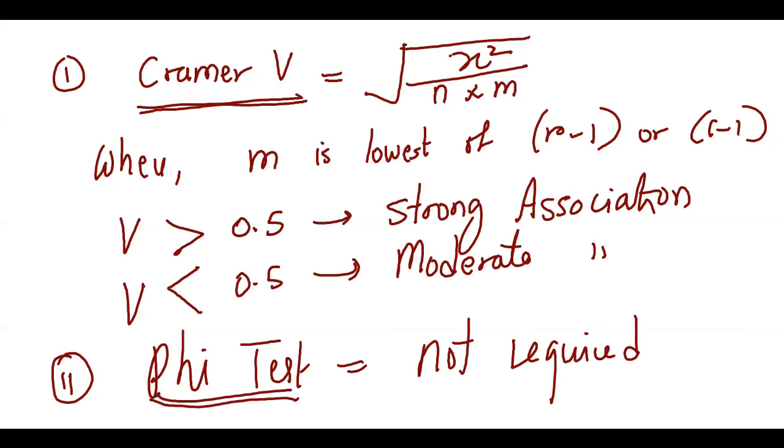One more thing I want to explain here. I hope there is no problem in this Kramer V formula, because it is a very important formula in the chi-square test. You should read this concept again, because we are going to apply Kramer V in all the examples of chi-square test. So we compare Kramer V with 0.5: more than 0.5 is strong, less than 0.5 is moderate.